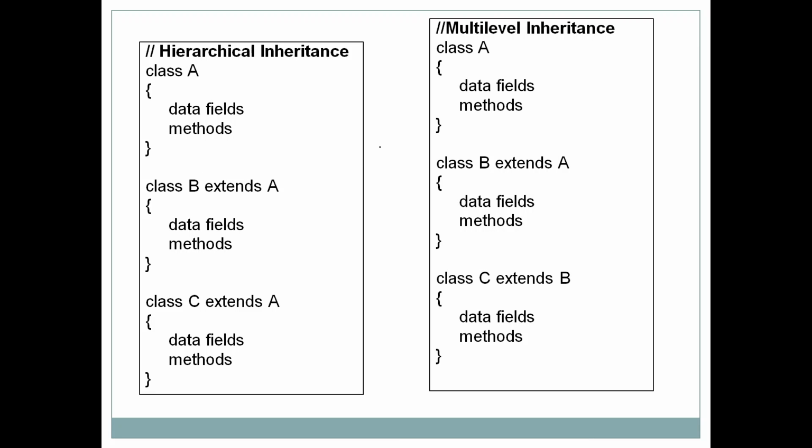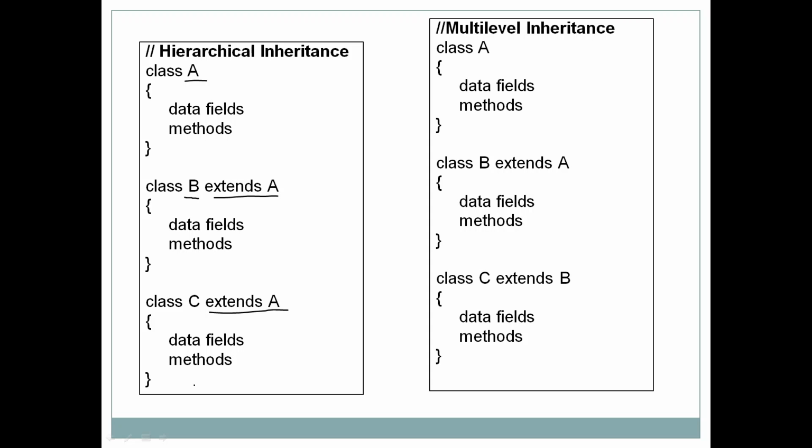Okay, next, in case of hierarchical inheritance, we have class A, class B. Now class B inherits class A, and then we have a class C which is again inheriting from class A. So we have two child classes here and one superclass. In hierarchical, we have one superclass and many subclasses. So this form is called hierarchical inheritance.